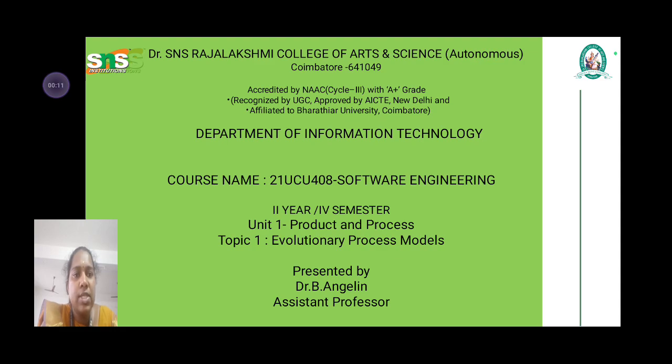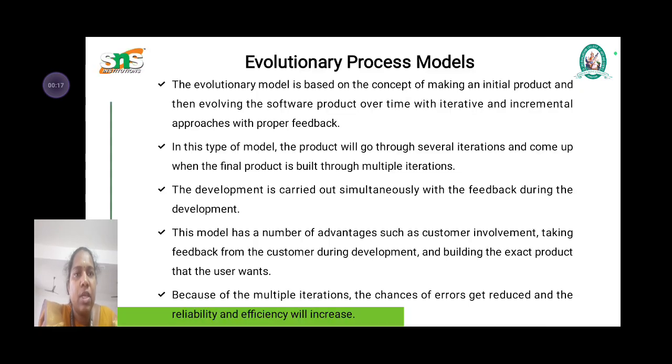Now I am going to discuss the topic Evolutionary Process Models under Software Engineering. The evolutionary model is based on the concept of making an initial product and then evolving the software product over time with iterative and incremental approaches with proper feedback. In this type of model, the product will go through several iterations until the final product is built. The development is carried out simultaneously with the feedback during the development.